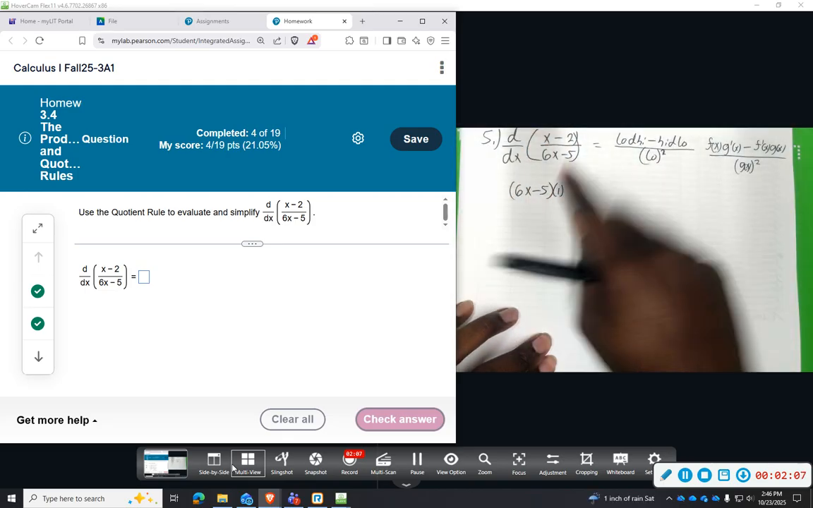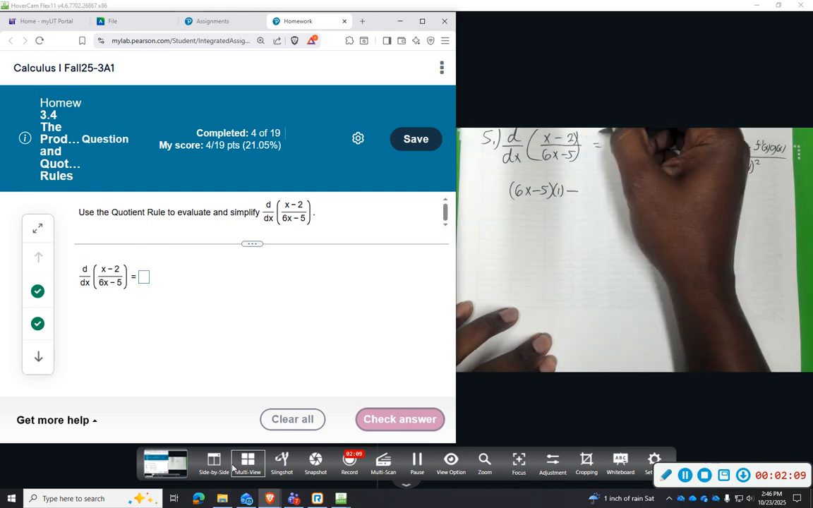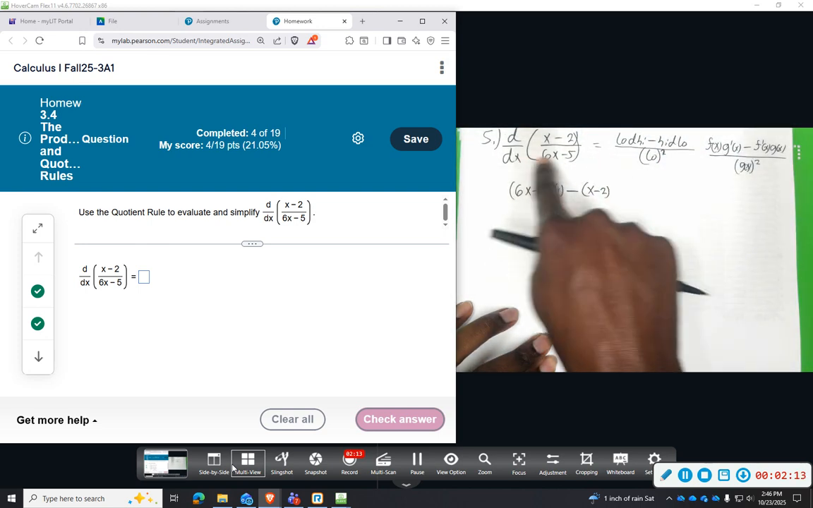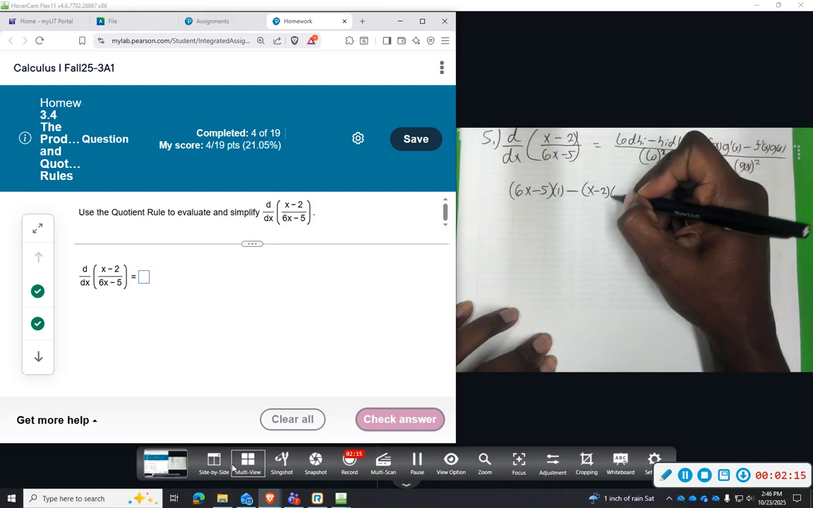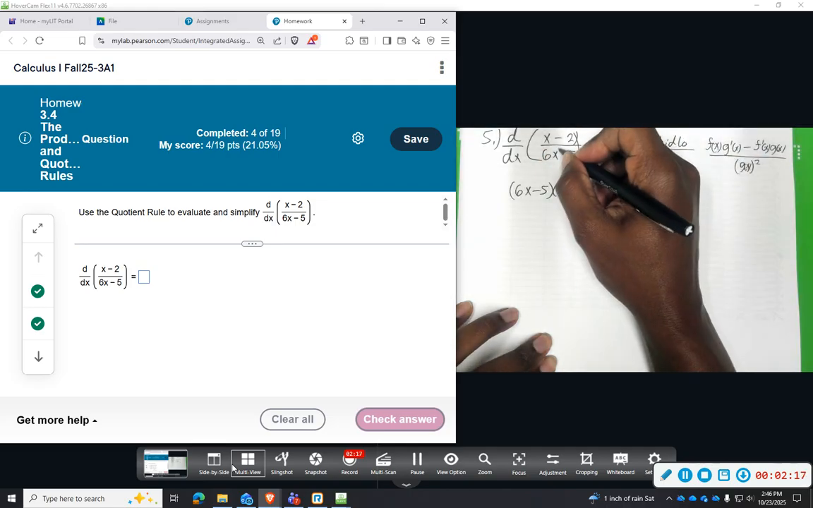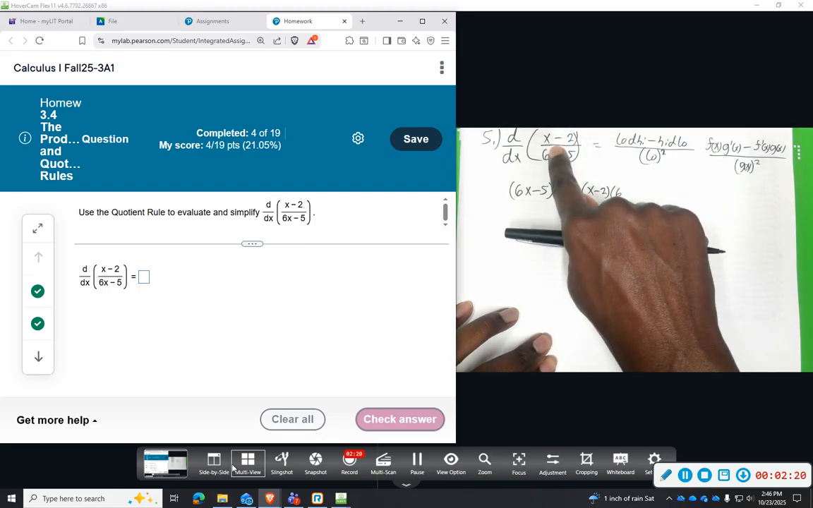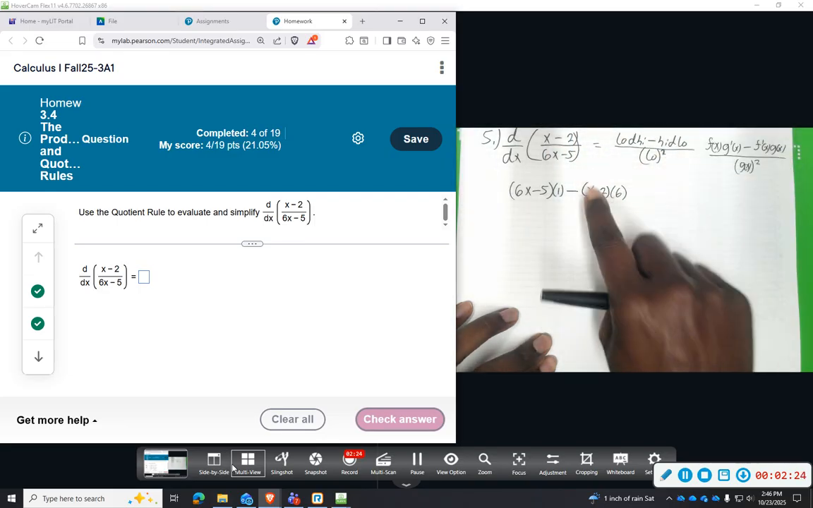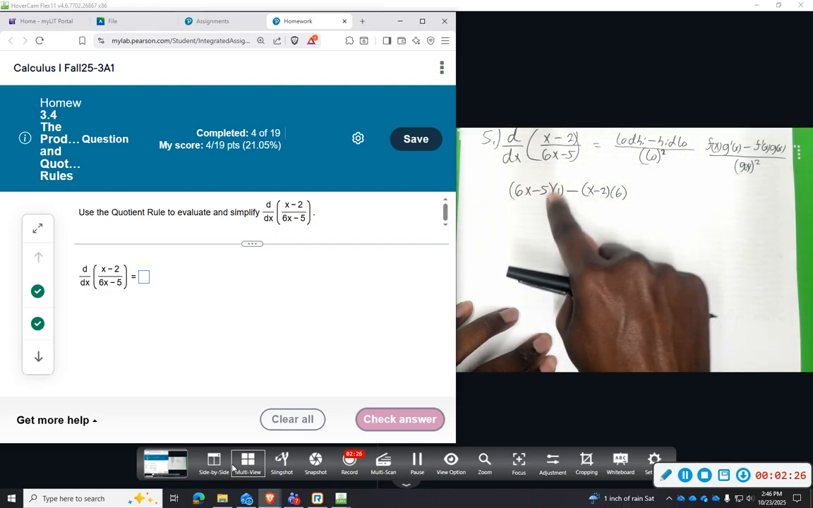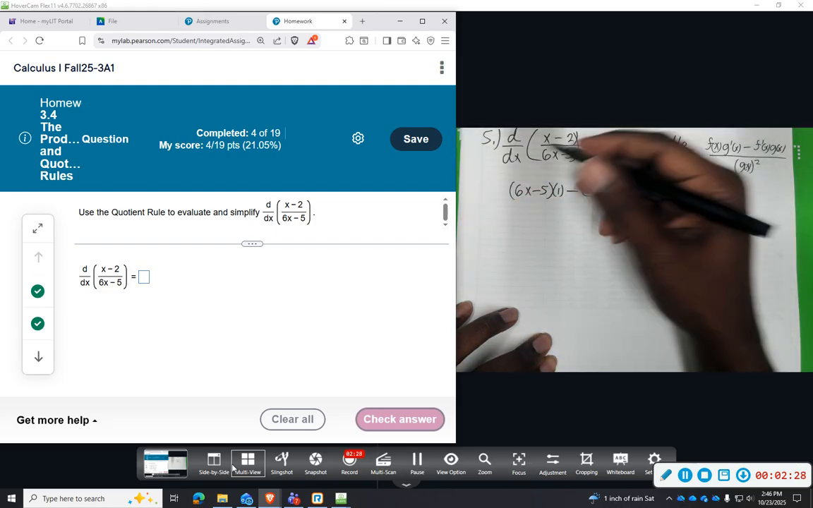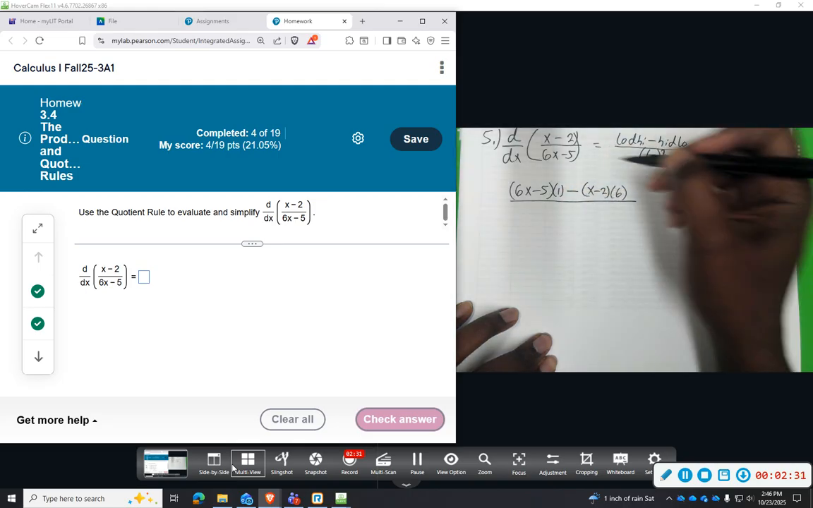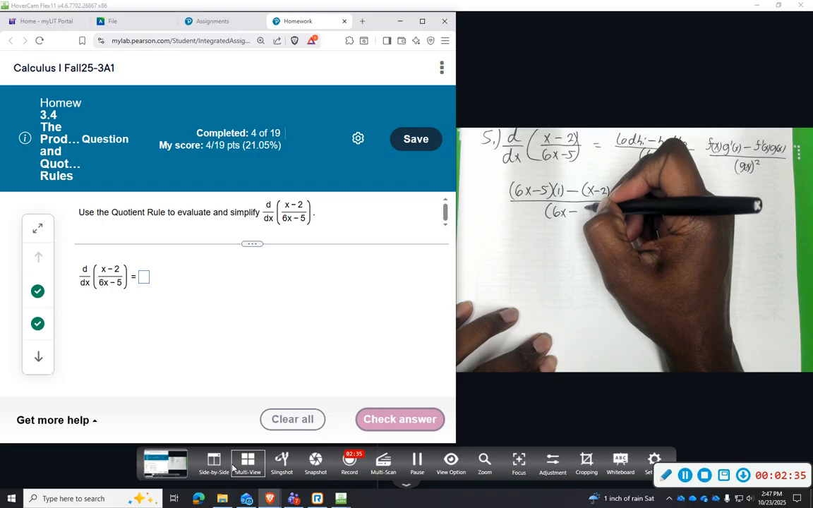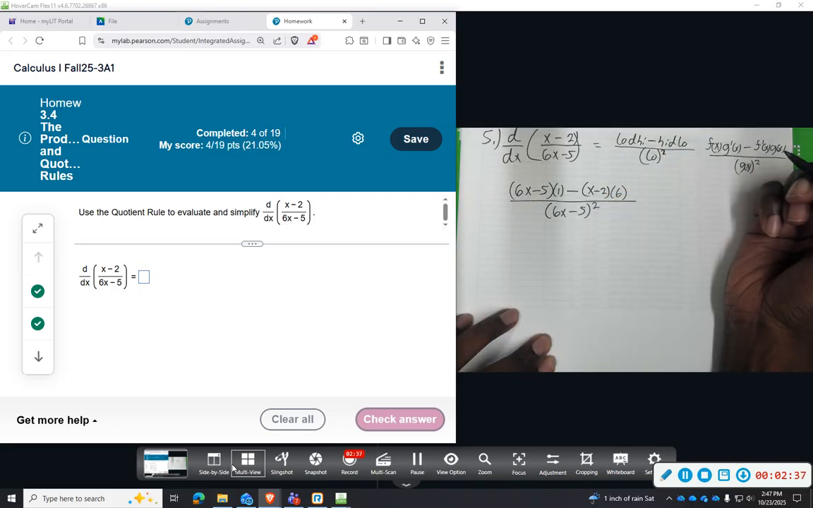So low d high minus high, which is going to be the top, times the derivative of the bottom. So that's going to give me 6, because you do times 1 and then subtract 0, so you lose your x, and then minus 5. Derivative of 5 is 0. So this is low d high minus high d low, and then this is all over low squared, which would be 6x minus 5 squared.